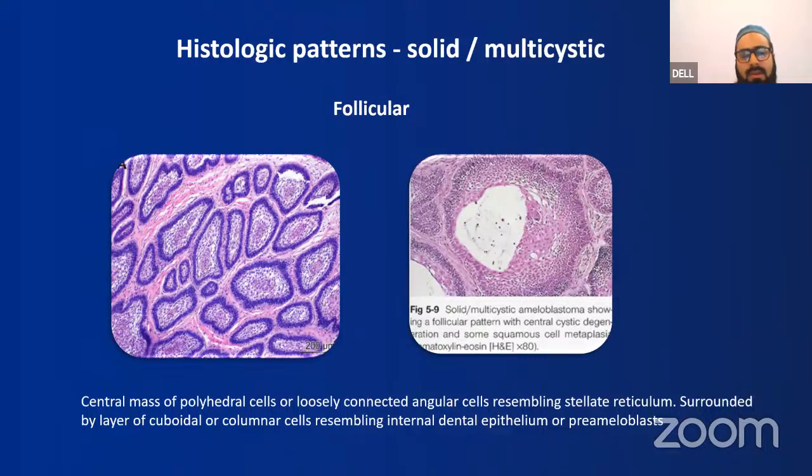If we look at the follicular type, there are typical follicles, as we can see, of polyhedral cells in the center, or cells which resemble stellate reticulum, surrounded by the cells of the follicle, which are cuboidal or columnar cells, which resemble the ameloblasts, and surrounded by the stroma. And a lot of times there is cystic degeneration seen in these follicles, due to cystic degeneration of the stellate reticulum cells.